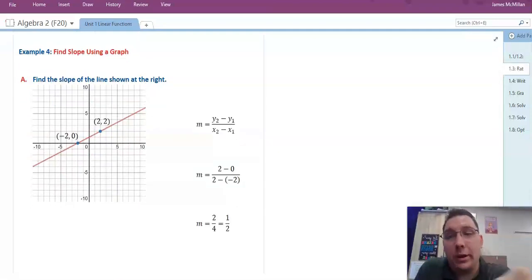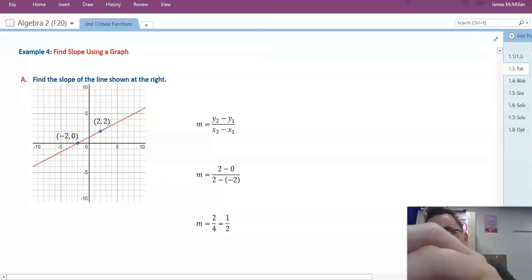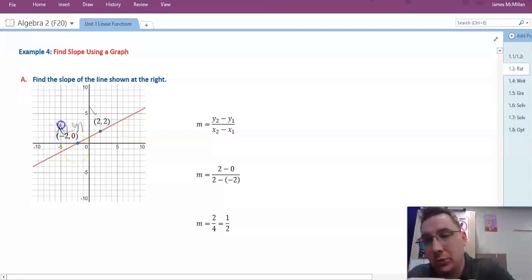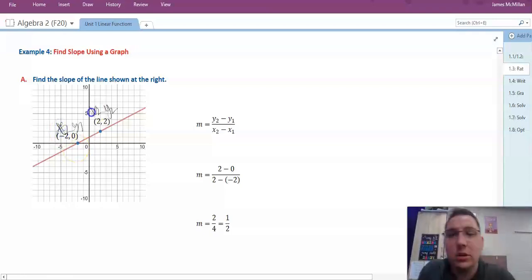So I've labeled the two ordered pairs in our problem here. We got (2, 2) and (-2, 0). And so we'll label those as x1, y1, and x2, y2. x sub 1, y sub 1, x sub 2, y sub 2. And we'll plug those in. And so the y sub 2 is 2. The y sub 1 is 0. The x sub 2 is 2. And the x sub 1 is negative 2. So again, putting those parentheses there for the double negative.